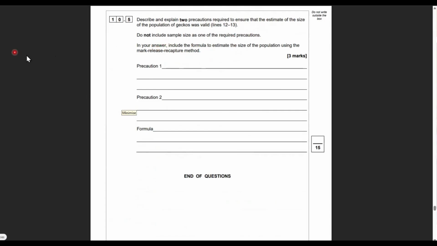It's worth 3 marks. Why don't you pause the video, have a think about two things you'd have to do to make the mark release recapture method valid, and see if you can remember the formula. Let's go.